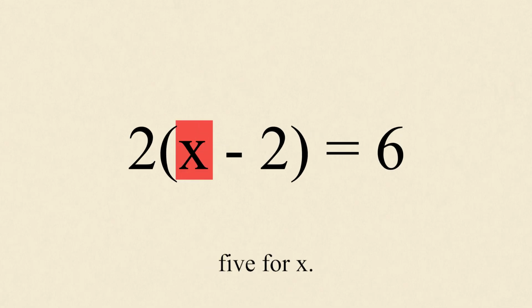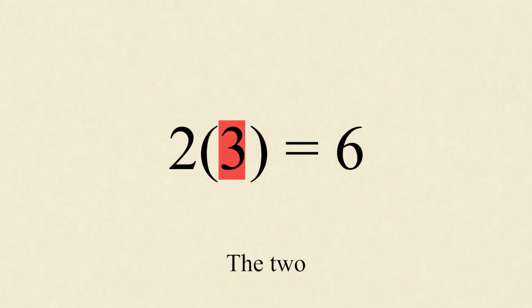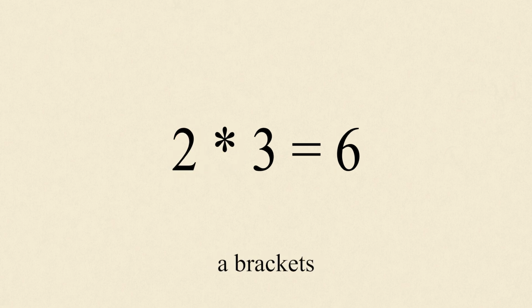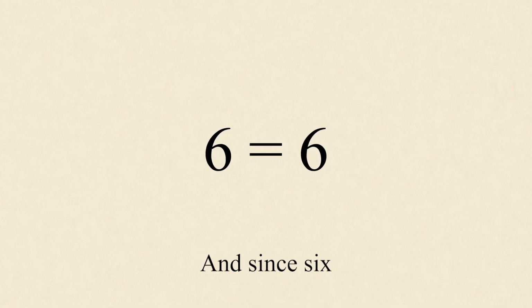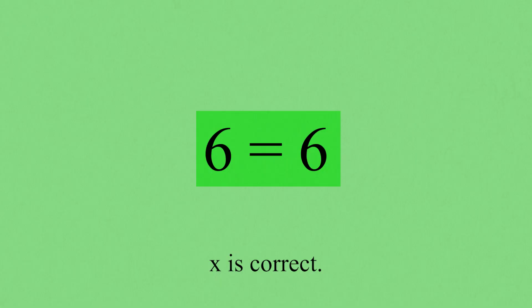First we substitute 5 for x. 5 minus 2 is 3. The 2 in front of the bracket means we multiply the value inside the brackets by 2. 2 multiplied by 3 is 6. And since 6 equals 6, our value of x is correct.